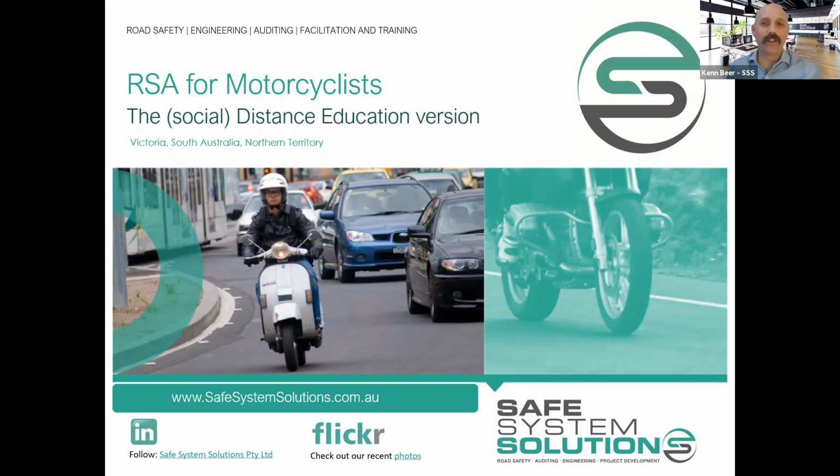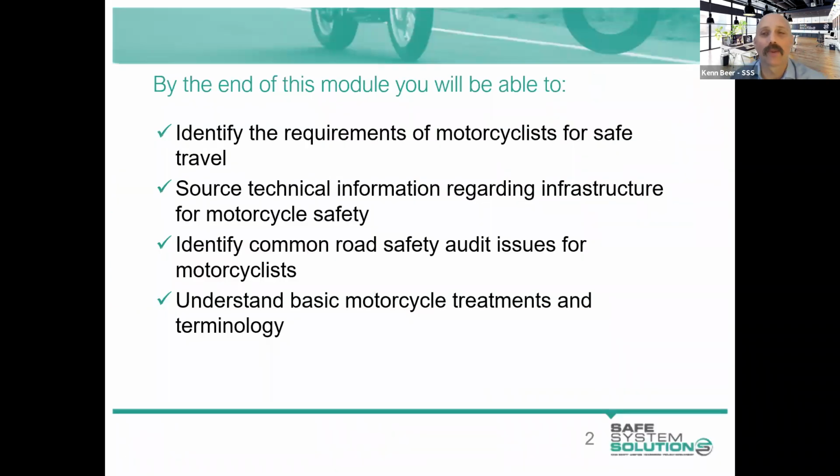We've got our last road user group to cover off, and then we will tell you what your road safety audit is and how you're going to go about doing it. So let's have a look at motorcyclists, and it's an area that I've been working in quite a bit, infrastructure for motorcyclists over my years. For this one, a bit similar to cyclists, we want to identify the requirements of motorcyclists for safe travel, point at the technical information, identify some common issues for motorcyclists, and understand the terminology.